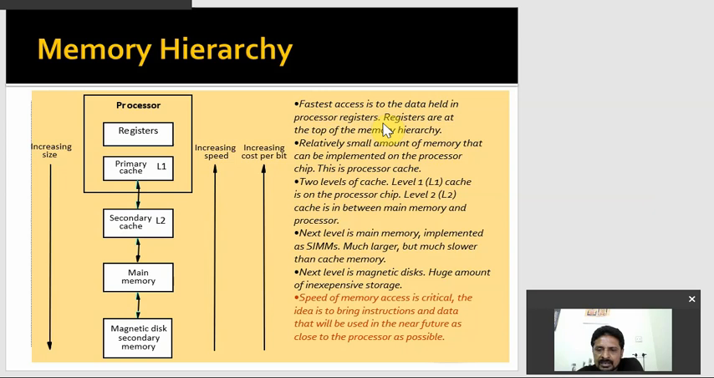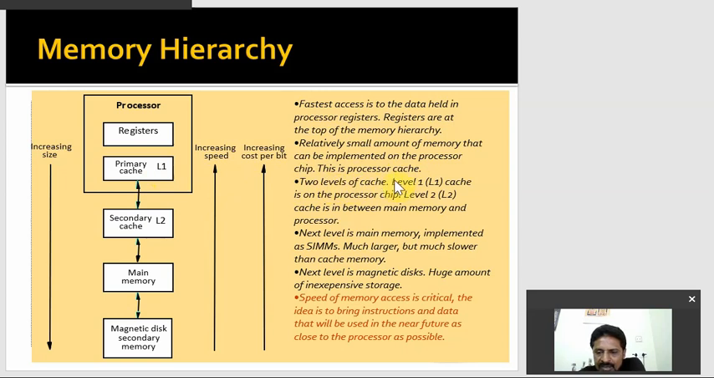The fastest access is to data held in the processor registers. Registers are at the top of the memory hierarchy. A relatively small amount of memory that can be implemented on the processor chip is called the processor cache.